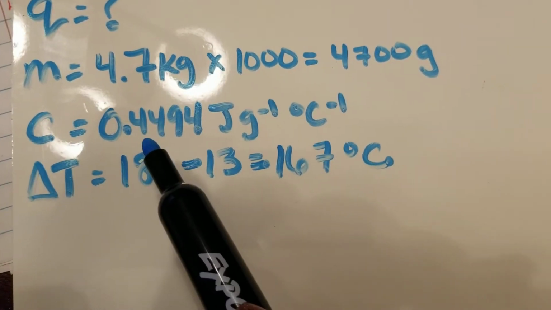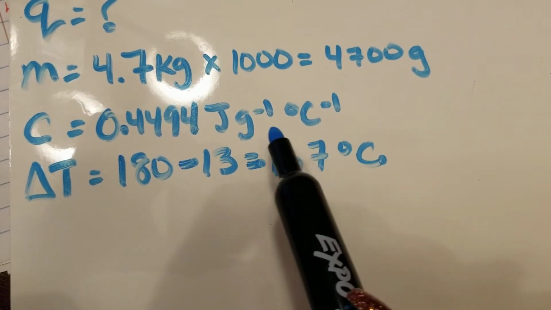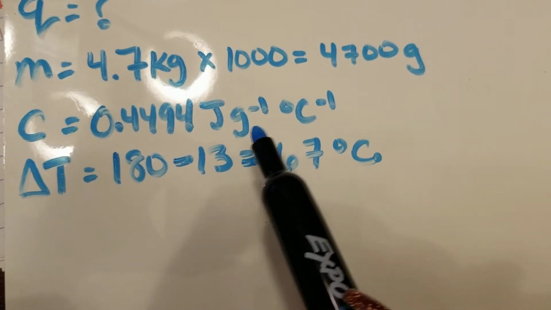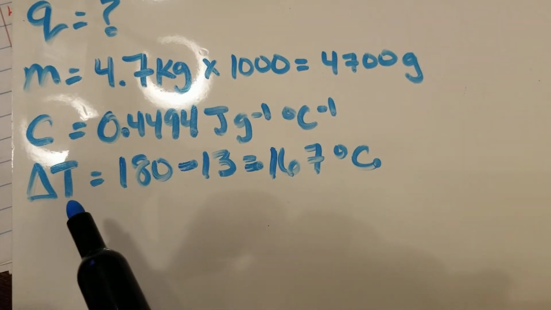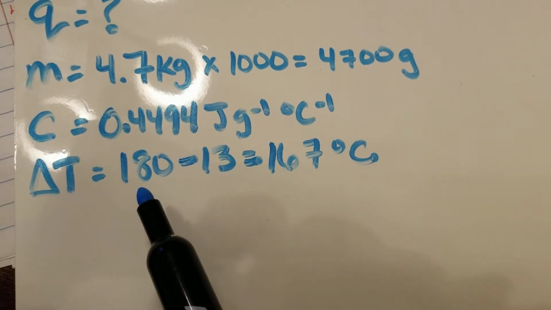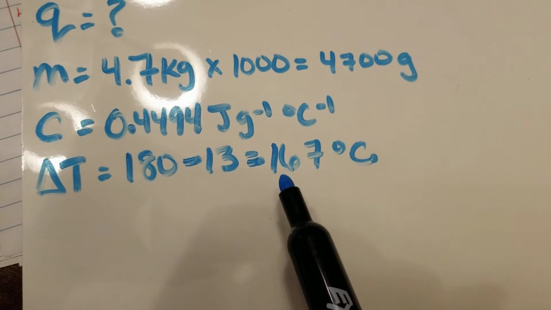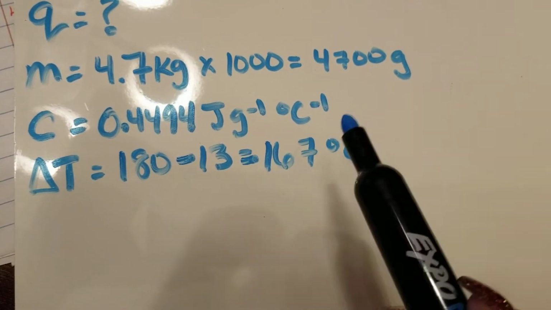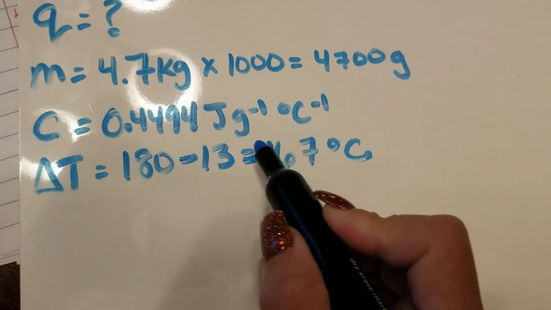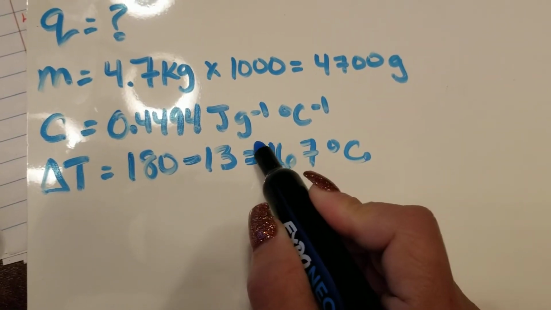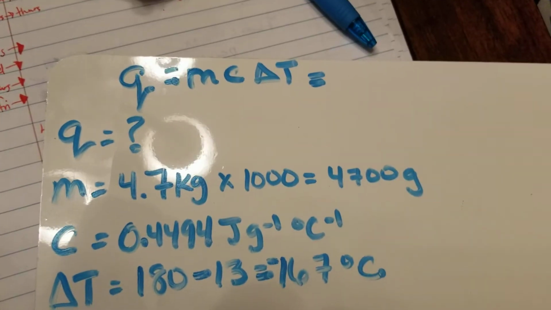The specific heat is given, 0.4494 joules per gram per degree C. Notice that I wrote it in the IB style because why not? We need to get used to it. And finally for delta T, here's where the temperature goes down. 180 minus 13 goes down 167. So you can put a negative there if you'd like. That way you don't forget that your answer is going to be negative. Okay, negative 167.